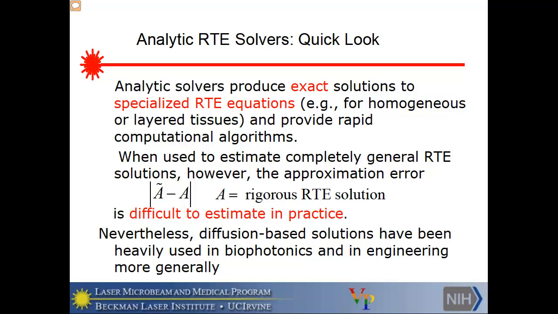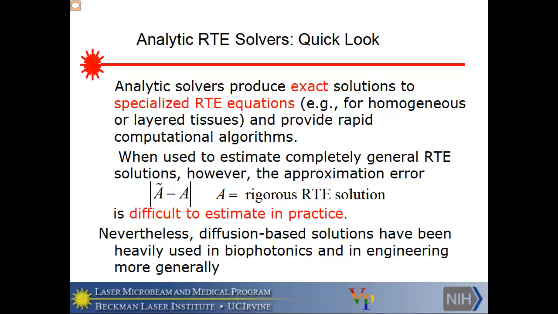Okay. So this is a quick look, as I say. If you have an analytic solver, that means that you have an exact solution to a specialized set of equations. For example, it might be only valid for homogeneous or layered tissue. The main one is standard diffusion approximation. That leads to analytic solvers, and you have fast formula-driven computational algorithms as a result of that. So it's amazingly popular and has been for a long time.